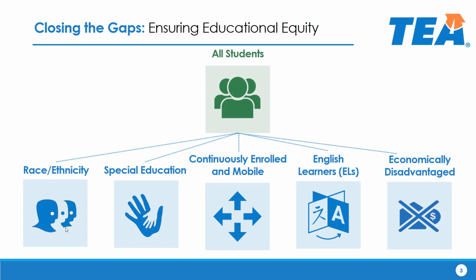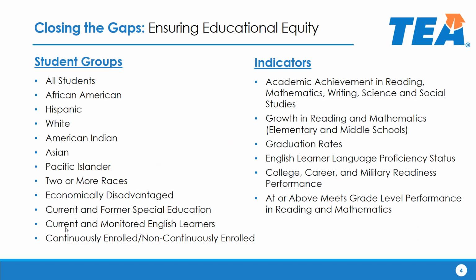So for this domain, we'll look at 15 individual student groups. These are the student groups and indicators that we are planning to evaluate for each student group. I won't read through the list of student groups. They're pretty much the same ones that we've been using for several years now, with 2 exceptions. Students formerly in special education and students who are continuously enrolled. We will take a closer look at those 2 student groups in just a few moments.